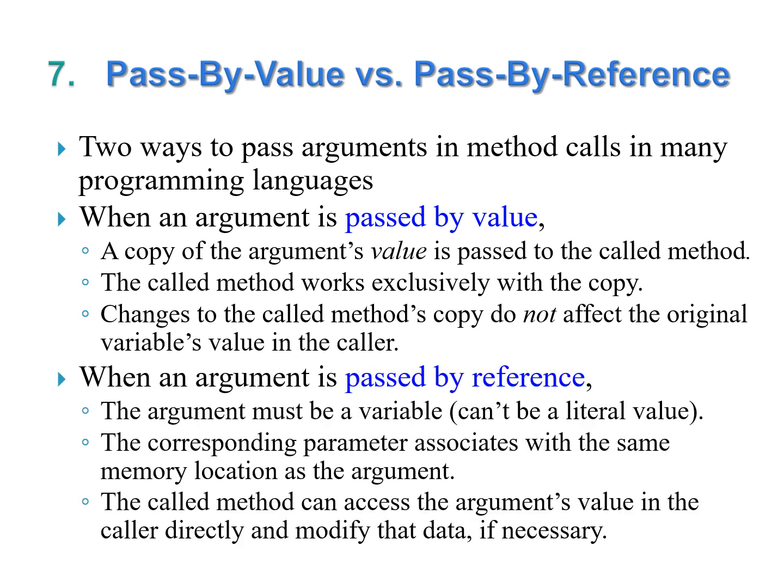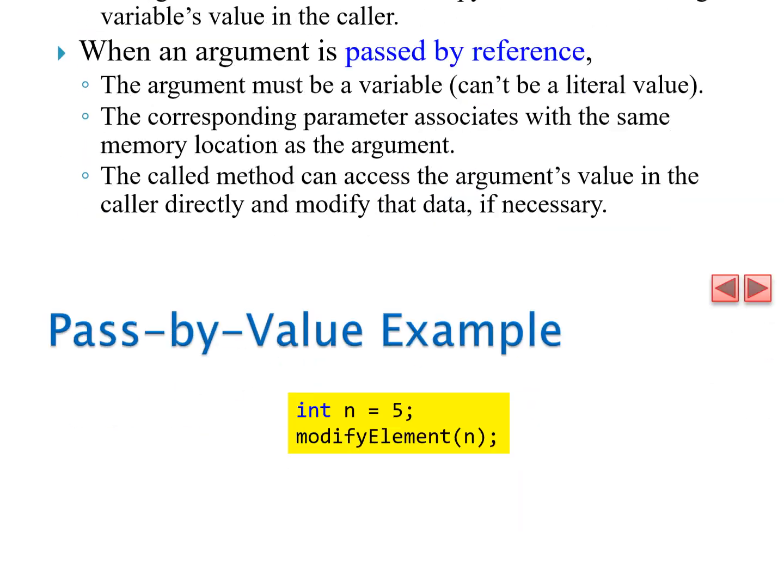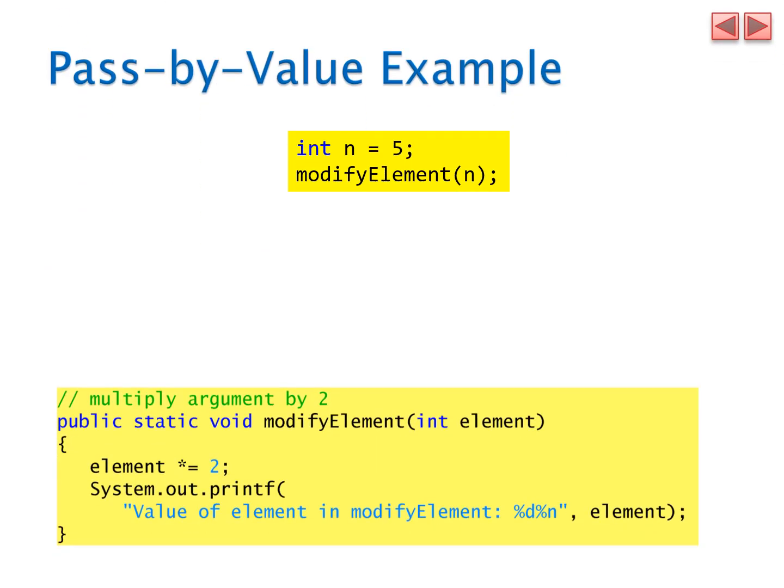In contrast, when an argument is passed by reference, the argument must be a variable. It cannot be a literal value or any other expression. The corresponding parameter associates with the same memory location as the argument, and the called method can access the argument's value in the caller directly and can modify that data if necessary. All parameter passing scenarios we have seen so far are pass by value.